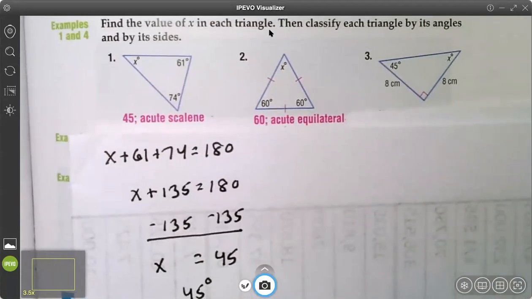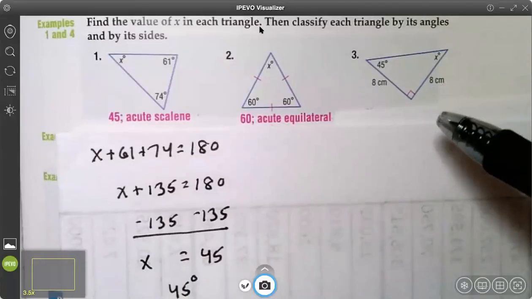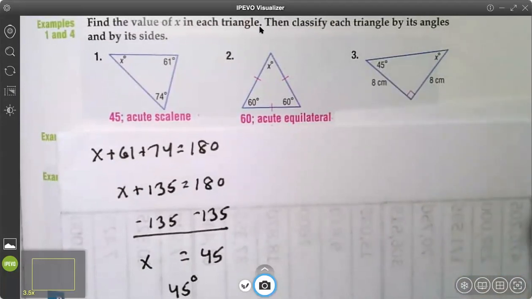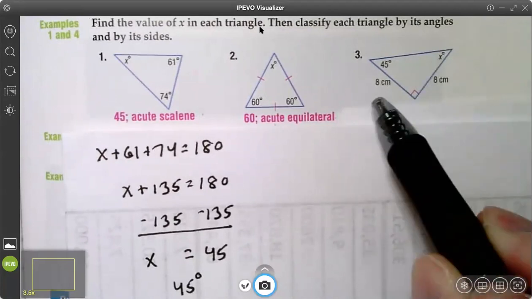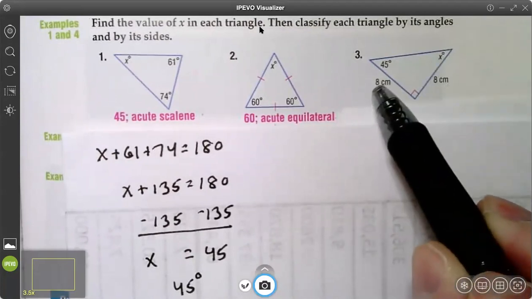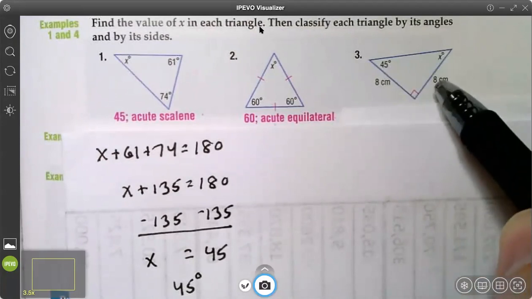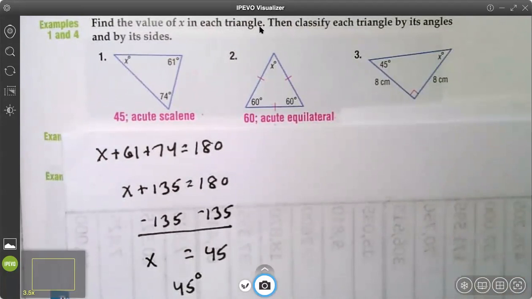Try number 3. Find the missing angle measure and also classify it by its angles and by its sides. Okay, so you could say 180 minus 90 minus 45 equals 45 to find the missing angle measure. Or if you understand triangles, you could have done it a different way. I see I have two sides the same, and I know the two angles across from those two sides are going to be the same as well. So if across from this 8 is 45, then across from this 8 has to be 45.